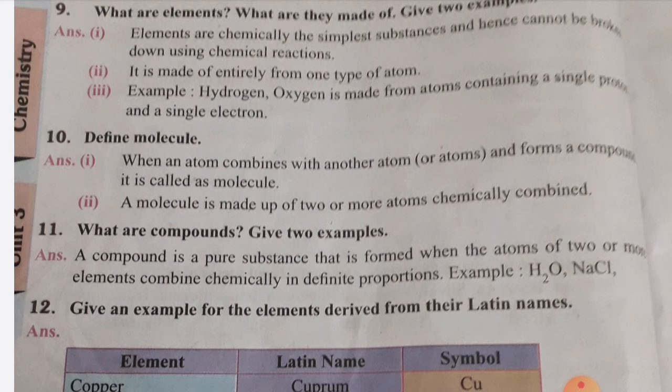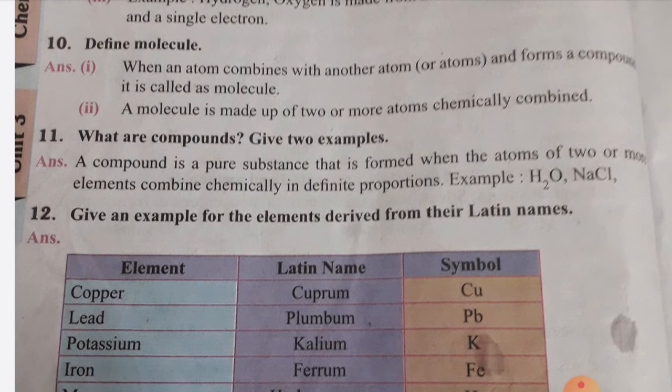What are elements? You know, write only the definition and give an example. Elements are chemically the simplest substance. That's all. And hence cannot be broken down using chemical reactions. Okay. Example: hydrogen, oxygen. That's enough. And see the 11th question, children. What are compounds? Give two examples. Very important question. A compound is a pure substance that is formed when the atoms of two or more elements combine chemically in definite proportions. This is very important for 2 marks, children. Example: H2O, NaCl, you can write carbon dioxide, anything else.